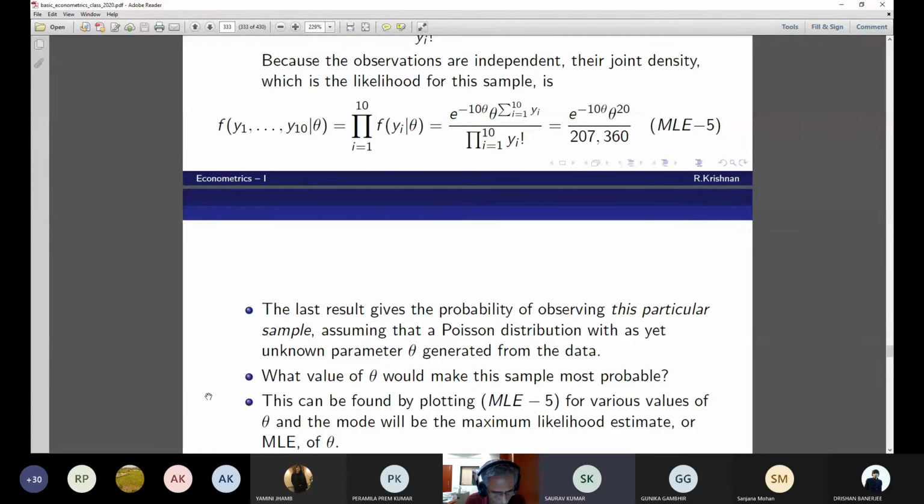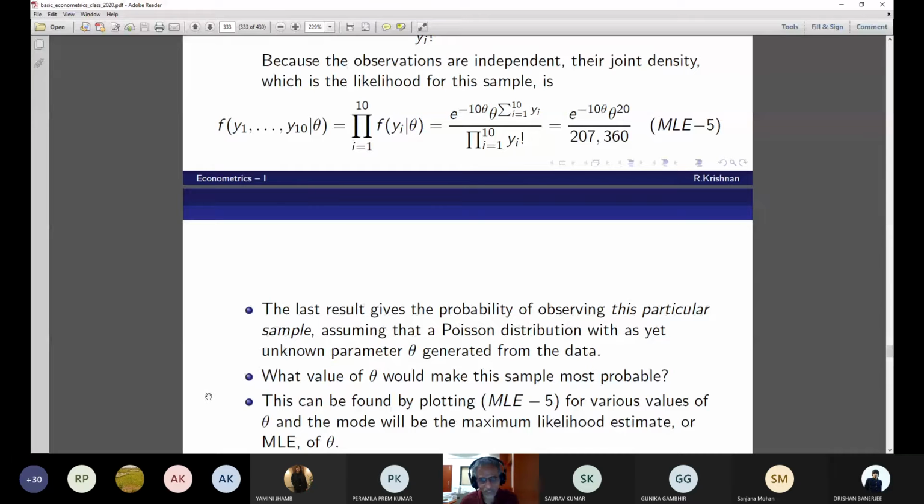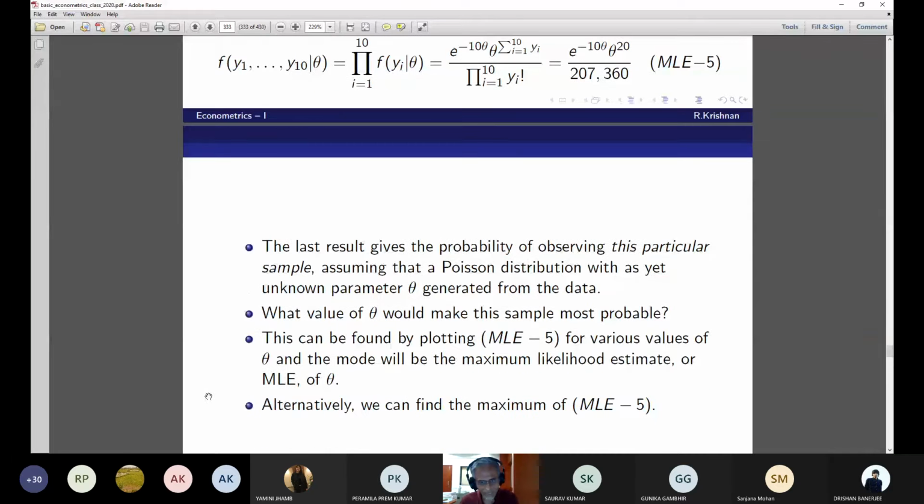Oh, okay. See, what I'm saying, Saurav, is that instead of evaluating this MLE5 for various values of theta, which is actually donkey work, don't you think so? Yes, sir. That's why I was asking, why are we doing it twice? No, we're not doing it twice. We are doing only one. So instead of doing that, which is actually donkey work, you straight away maximize this function. Alternatively, we can find the maximum of MLE5.